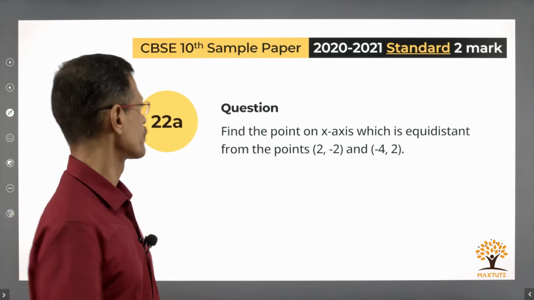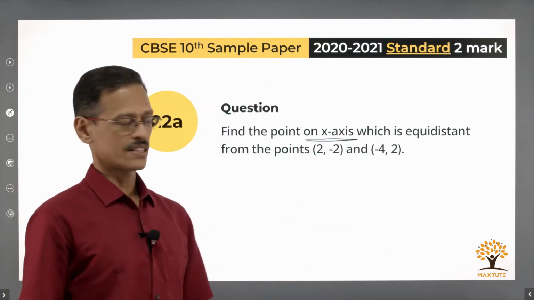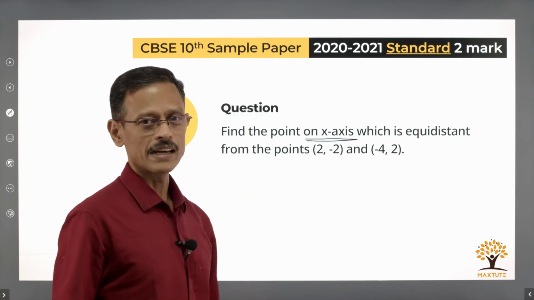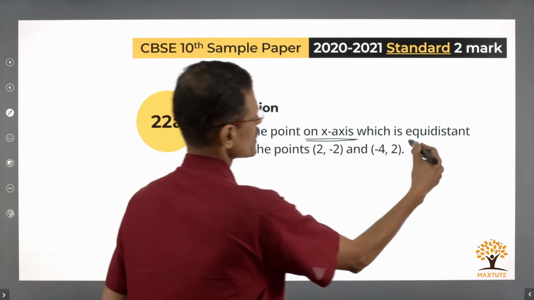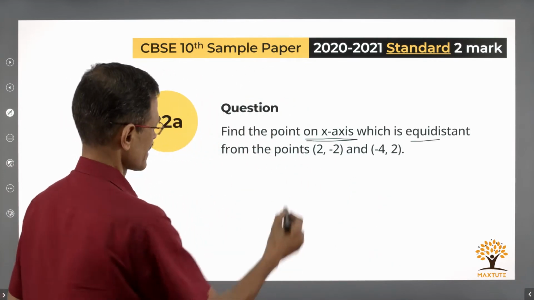Both are equally easy. Find the point on x-axis, which is equidistant from the points (2, -2) and (-4, 2). This is the most important word in this question, and the second most important word is x-axis. This point lies on the x-axis, right? Just take a look at it.